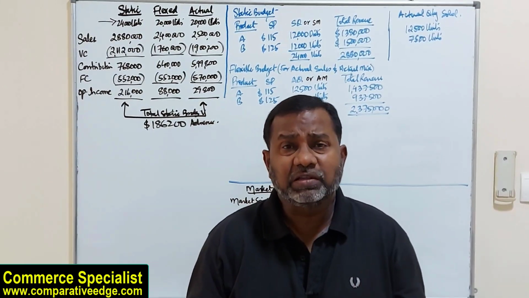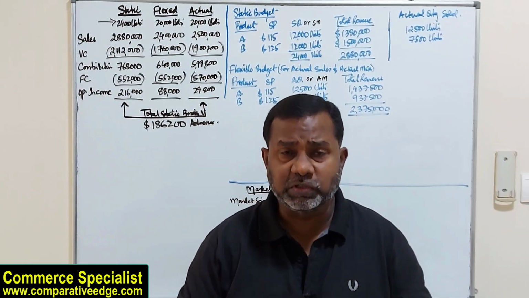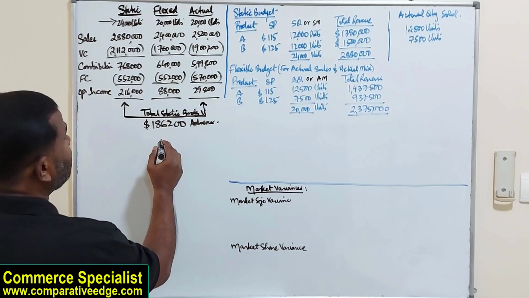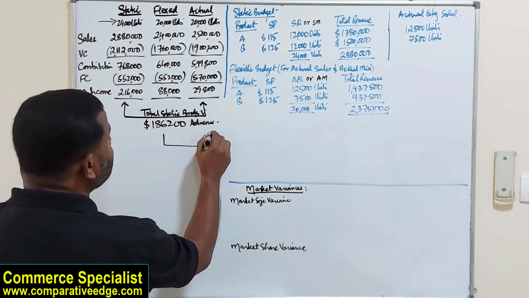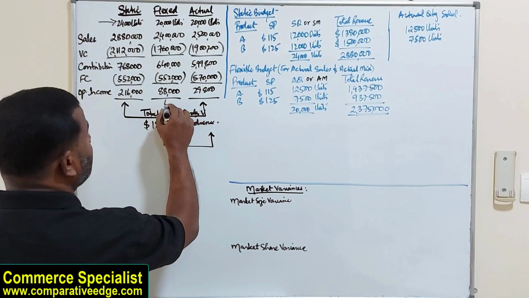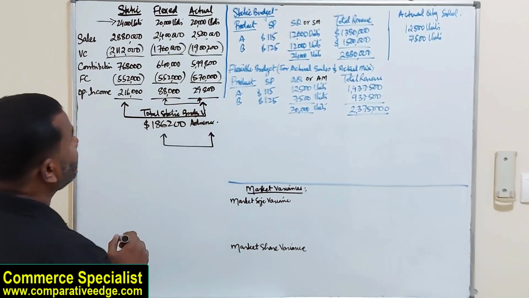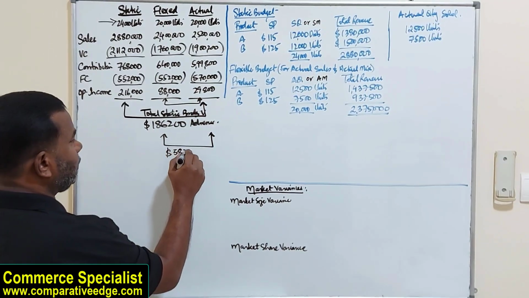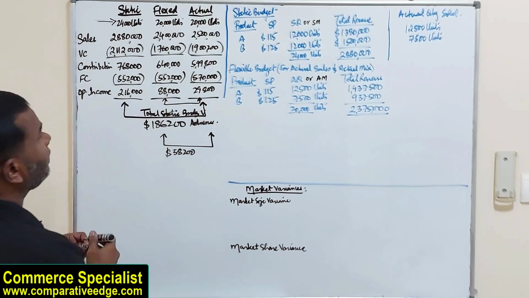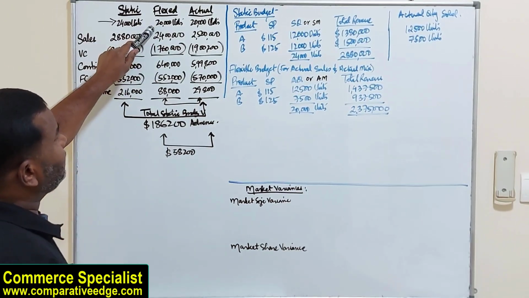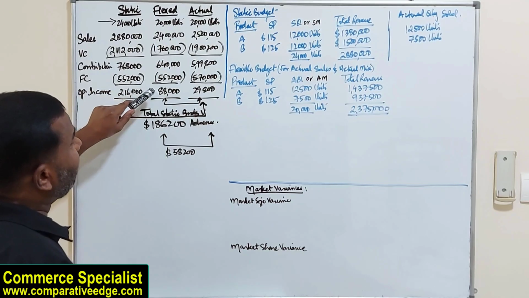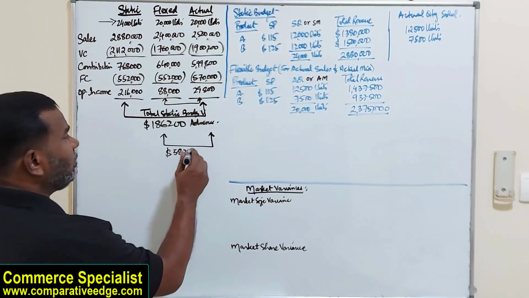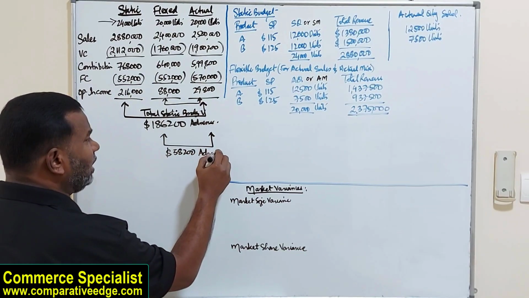The other variance you may be asked in examination is total flexible budget variance. For total flexible budget variance, you compare the flexed amount with the actual. Means you're comparing these two. So 88,000 minus 29,800 will give you 58,200. Obviously for 20,000 units, profit should have been 88,000, but in reality it is just 29,800. So this would be an adverse variance or unfavorable variance.